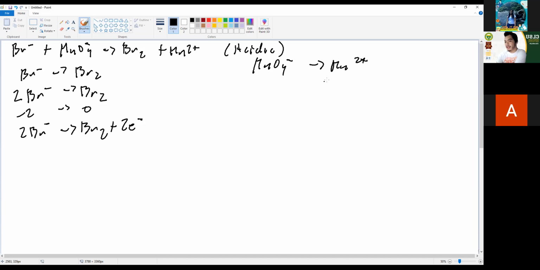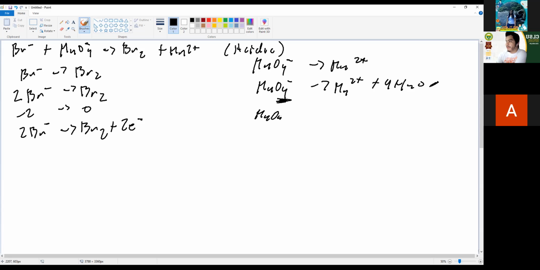So, ngayon, punta tayo dito sa MnO4 to manganese. Balance yung manganese. So, proceed agad tayo kay oxygen. MnO4 negative will yield Mn2 plus. Since you have 4 oxygen here, we will add 4 water. Yan. So, sa right side tayo naglagay ng water. More or less, dito sa left side na yung hydrogen natin saka yung electron.